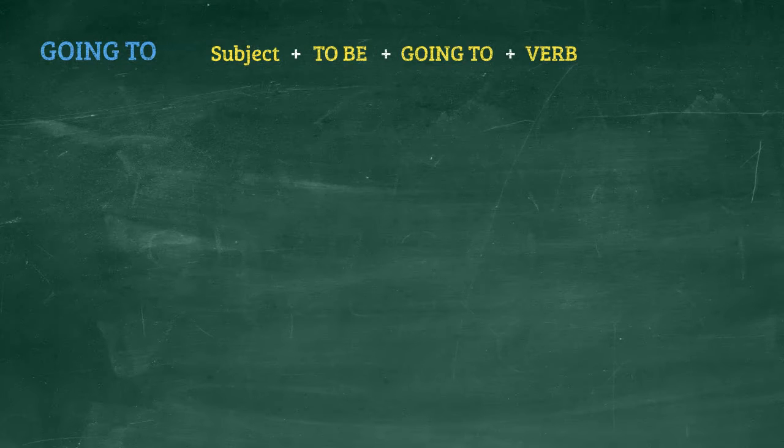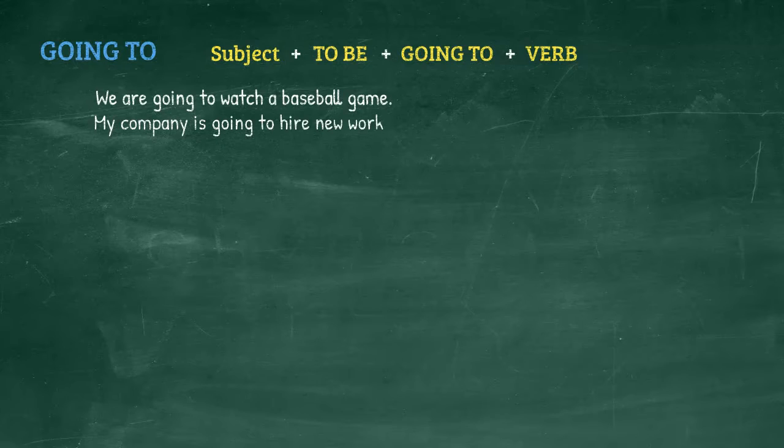If we want to use going to, it's a little bit different from will, because we need to use the verb to be before we say going to. As in, we are going to watch a baseball game. My company is going to hire new workers. I am going to buy a new car this year. You can see how to be changes with each subject, are, is, am, but going to always stays the same.